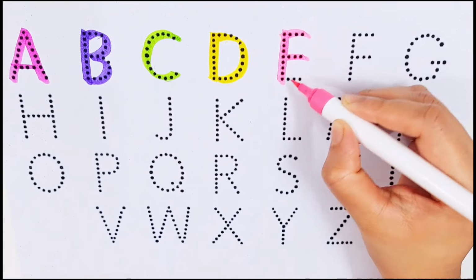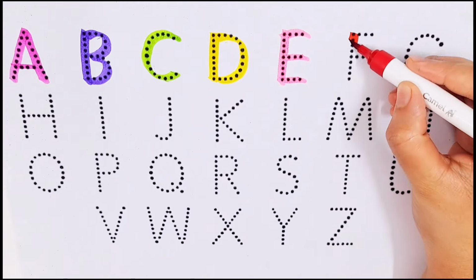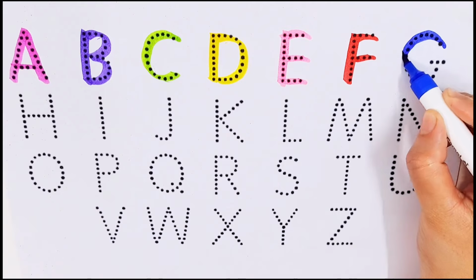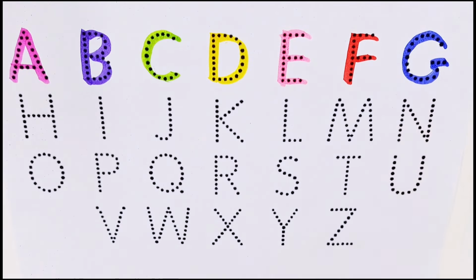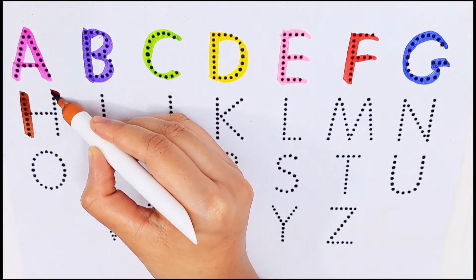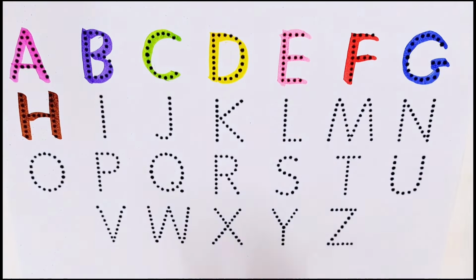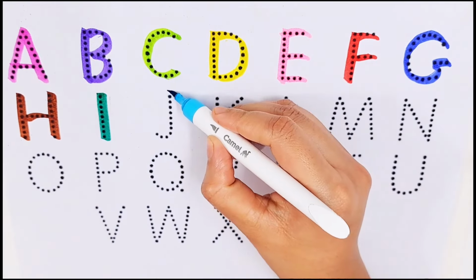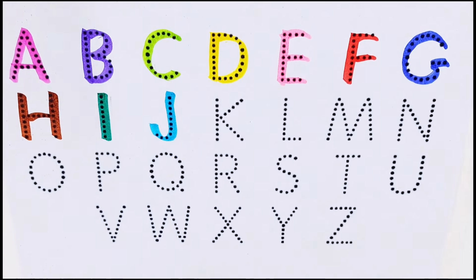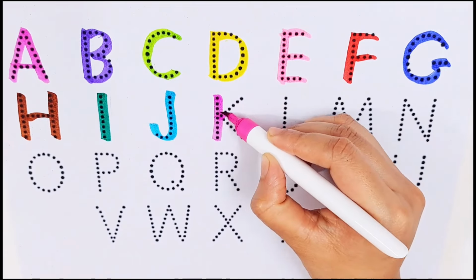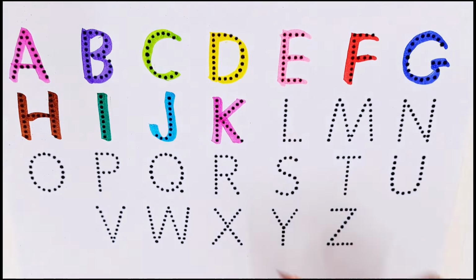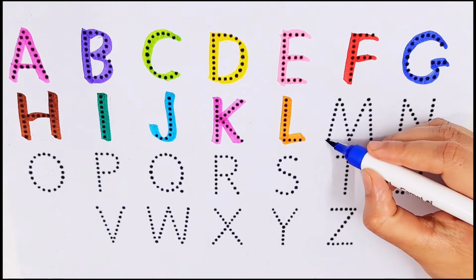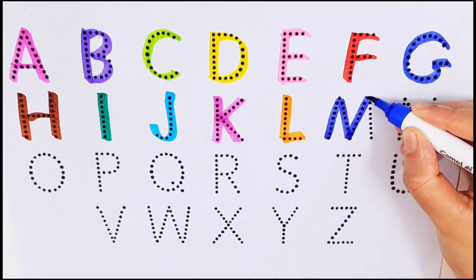E for eye. F for fan. G for goat. H for house. I for insect. J for jar. K for knife. L for lychee. M for monkey.